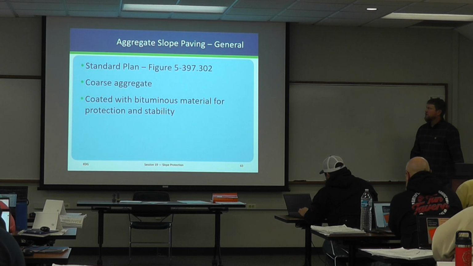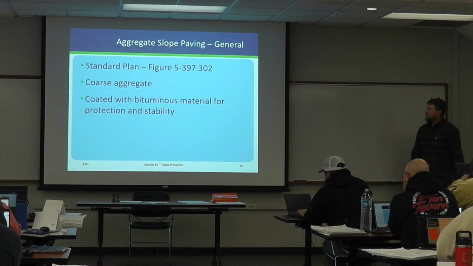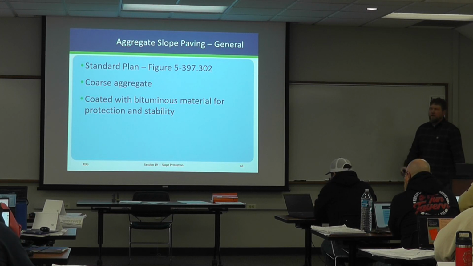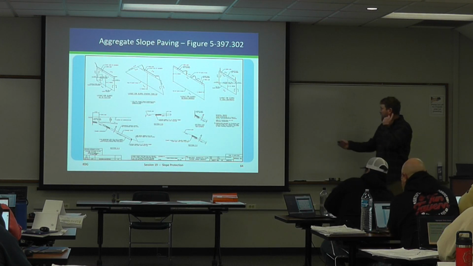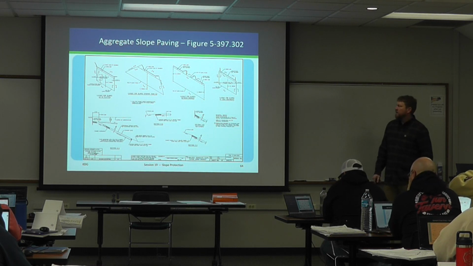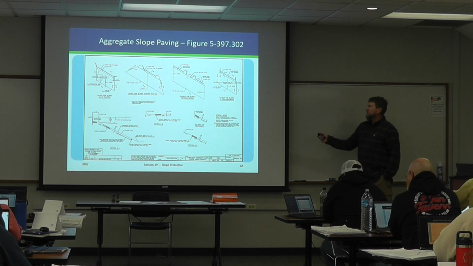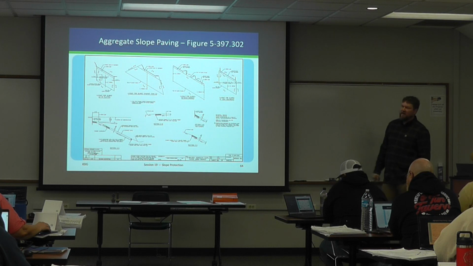Some general information, the standard plans, the 302. It consists of coarse aggregate. Once the coarse aggregate is placed, it needs to be coated with bituminous to help bind it together. So here's the standard plan sheet for it. You can see there's 4 different options, based on bridge configuration. When you get to an actual project, it'll have the one left and everything else should be crossed out. But it's not going to look exactly like this, right? There's going to be some field adjustment to make things work.